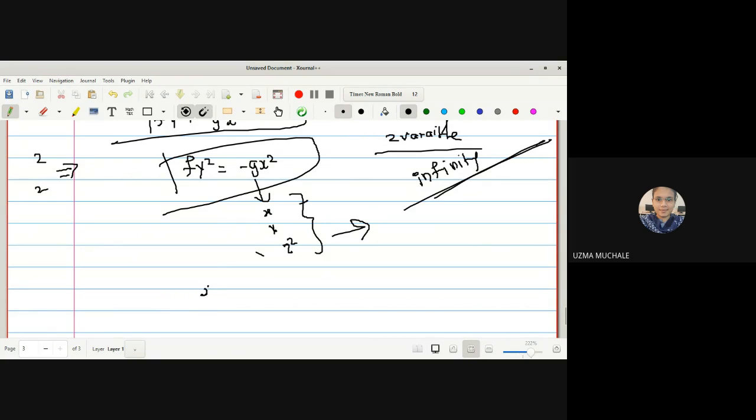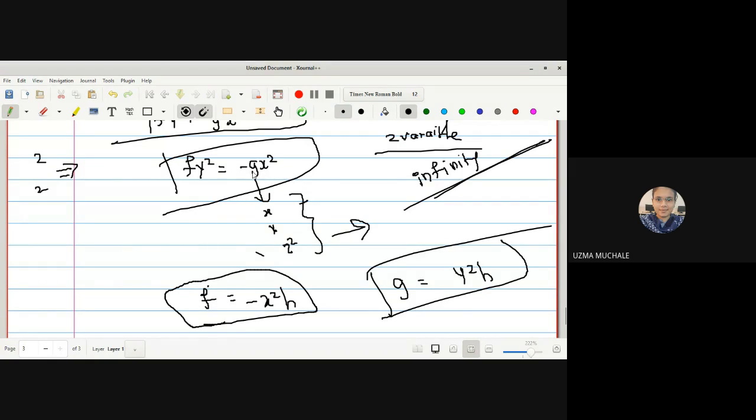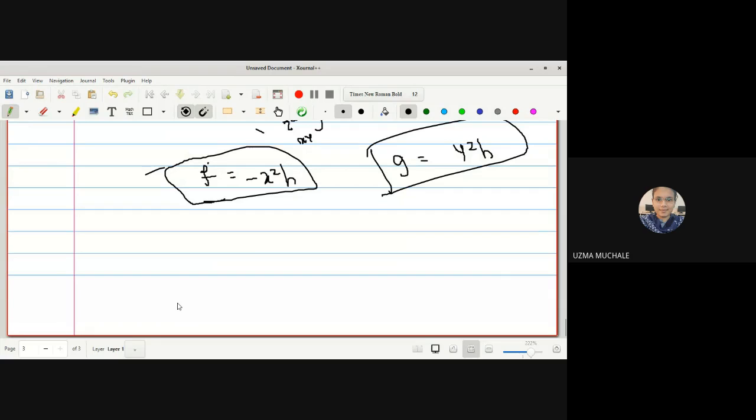Or rather, we can say that f is equal to minus x square into h, and g is equal to y square into h, where h is some arbitrary value that we can assume. Once we change the value of g, the value of f also changes. So this has infinitely many solutions, and that is why we selected f as minus x square h and g as y square h, where h is a real valued function. Hence the result.